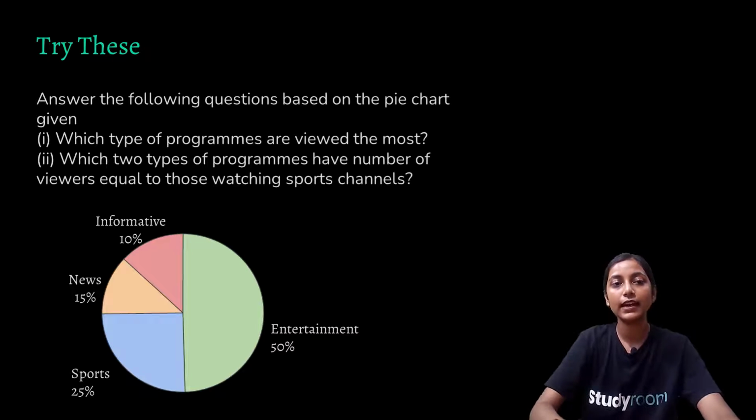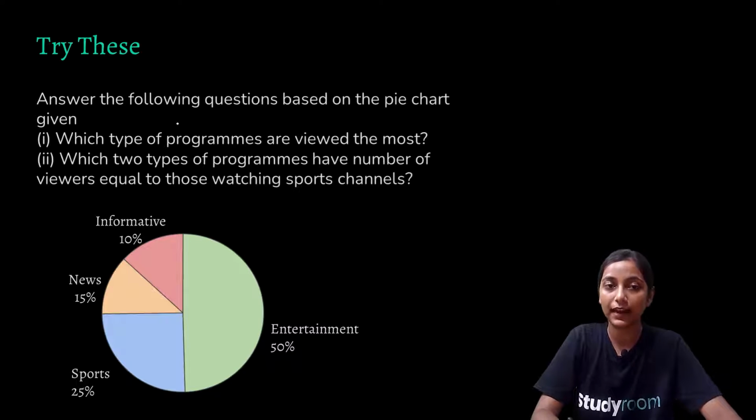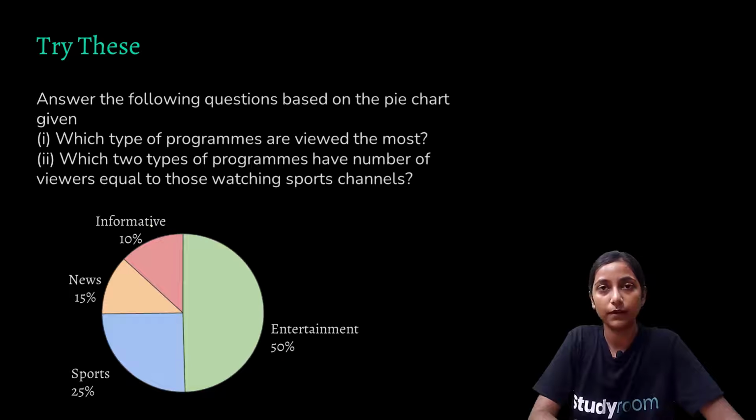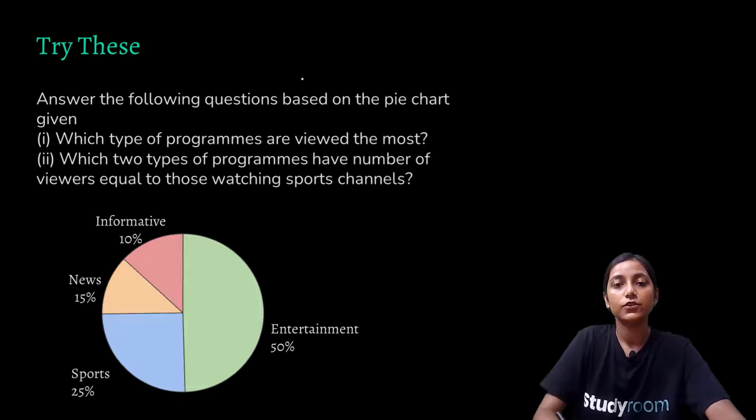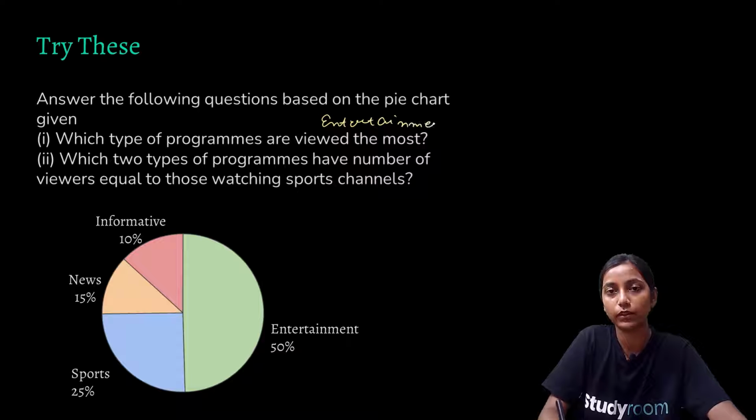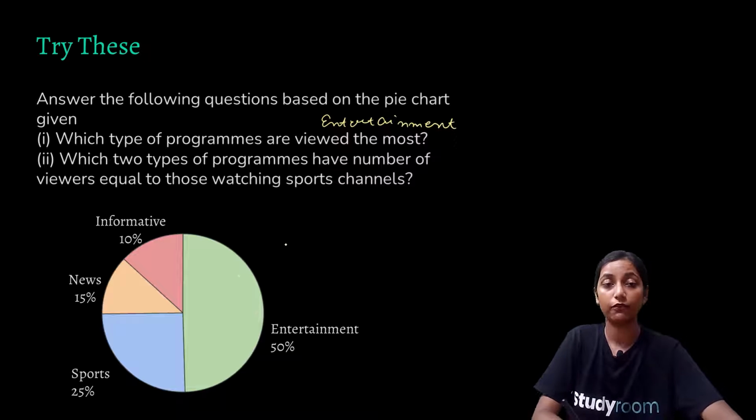Next up, we have a question. We answer the following questions based on the pie chart given. We are given a pie chart and we need to find the answers to these questions. The first question is, which type of programs are viewed the most? We are given some of the programs and the percentage of people who view them: 10% informative, 15% news, 25% sports and 50% entertainment. The maximum percentage here is 50%, and that is for entertainment. So the answer is entertainment programs. Entertainment programs are viewed the most because it is 50%, that is half of the whole.